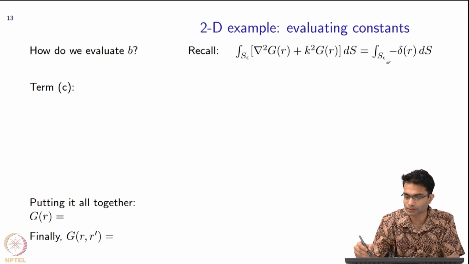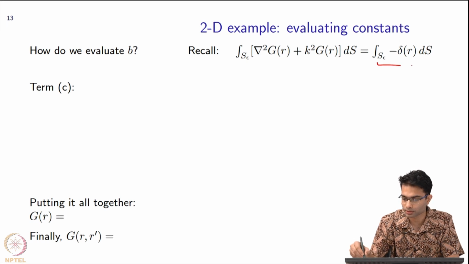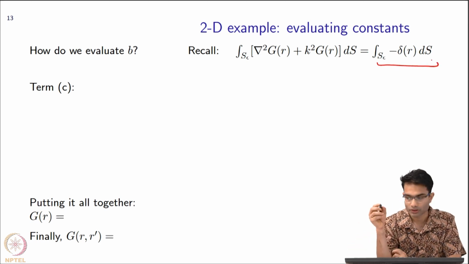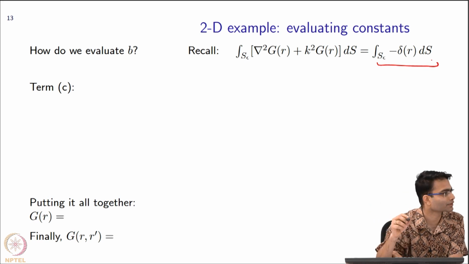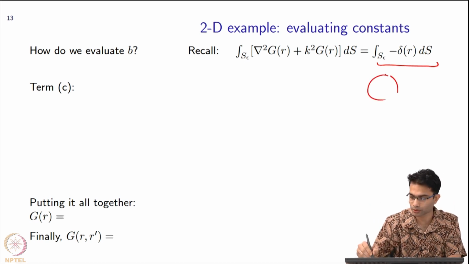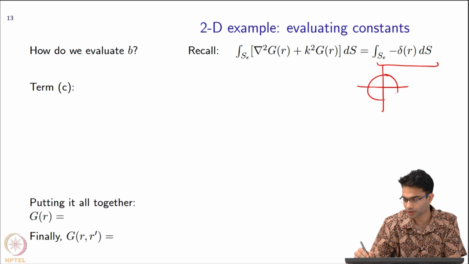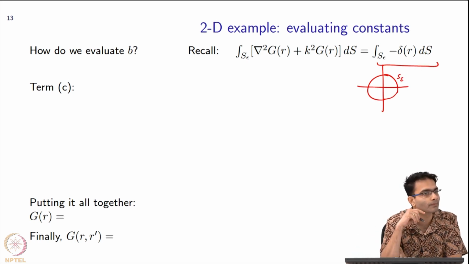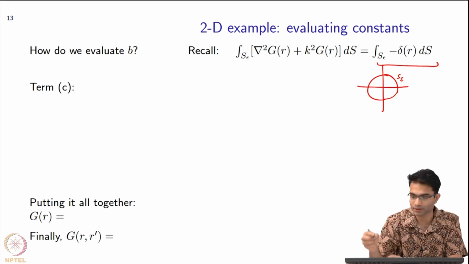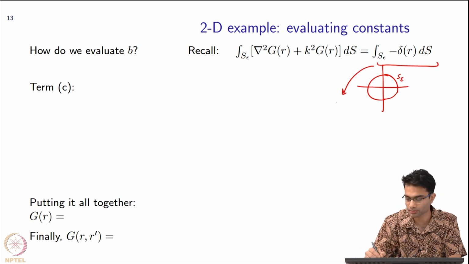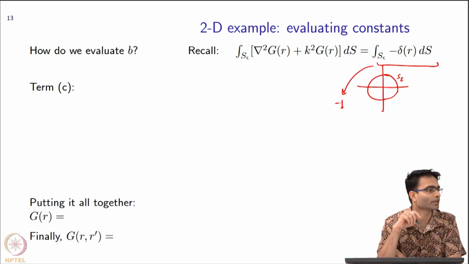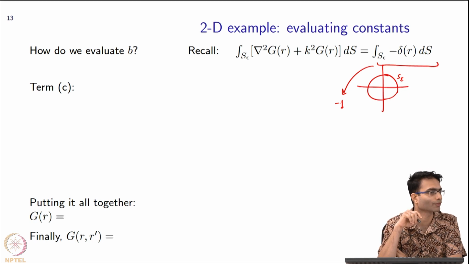So the final term that remains is this term on the right hand side. Okay. So integrating the delta function, and our integral is including the origin over here. That's my s epsilon, right. So what do we expect? -1, right. So this term should just give me a -1.